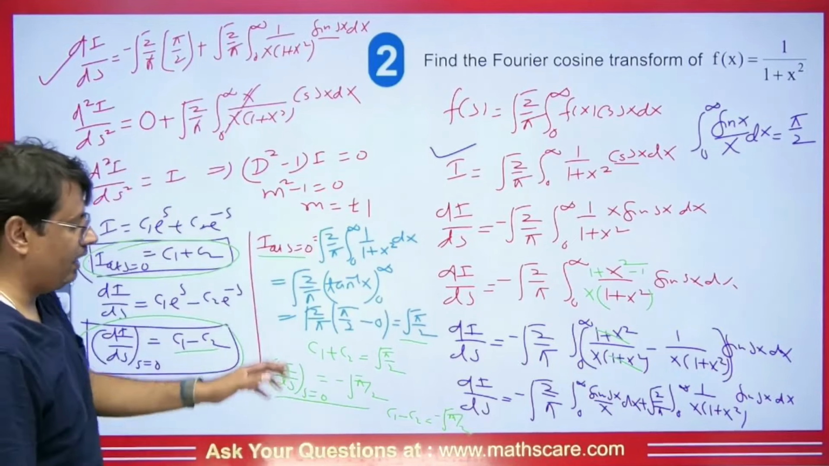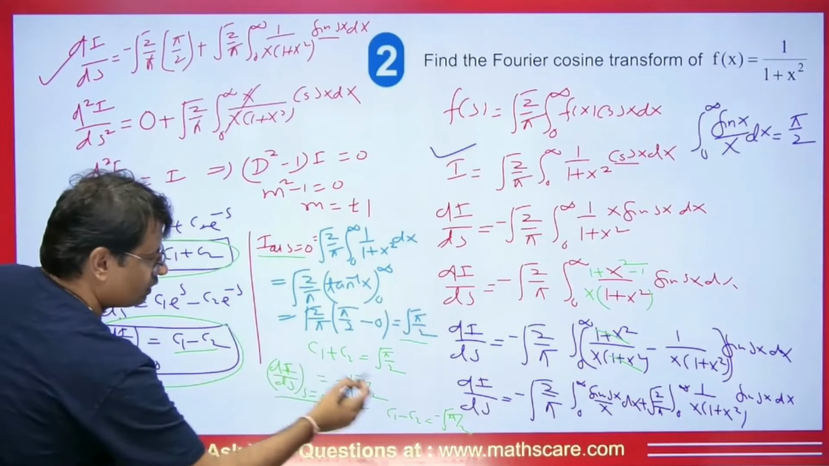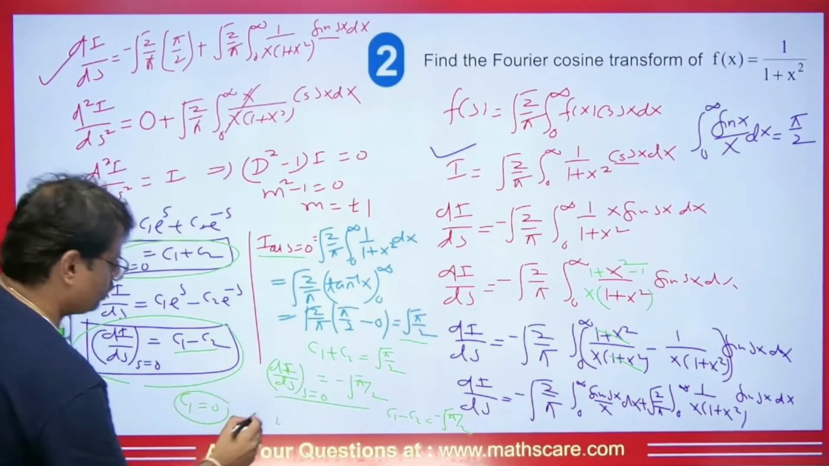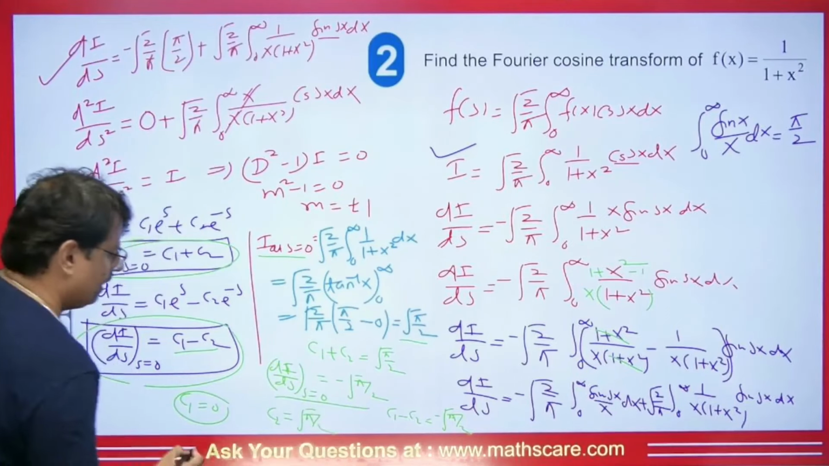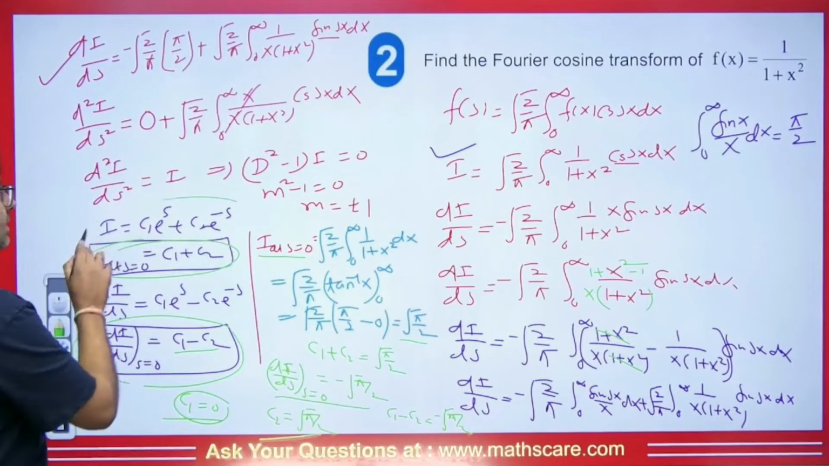Now, our next step in this process will be adding them. When I add both of them, C2 cancels out, and so the value of C1 will be 0. So students, the value of C2 will be root pi by 2. And as we know that C1 is 0 and the value of C2 is here, we will take these two values and put them in this result.